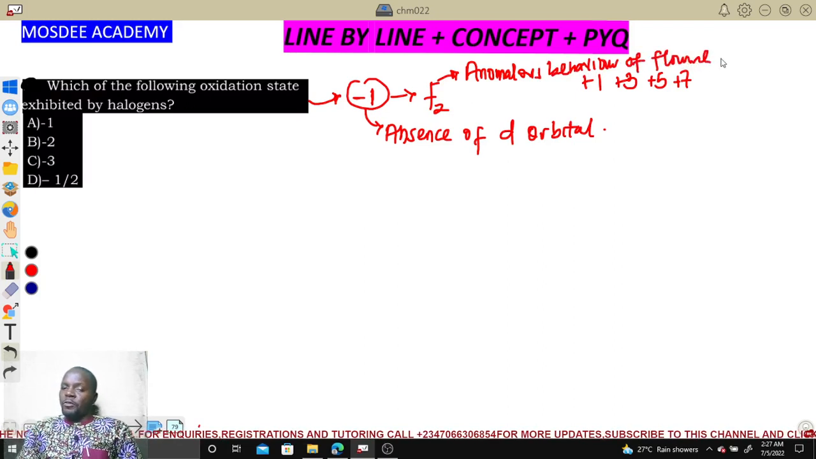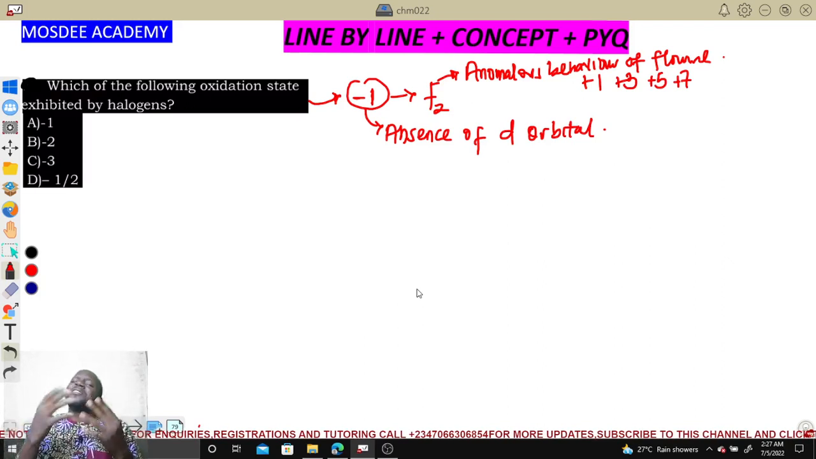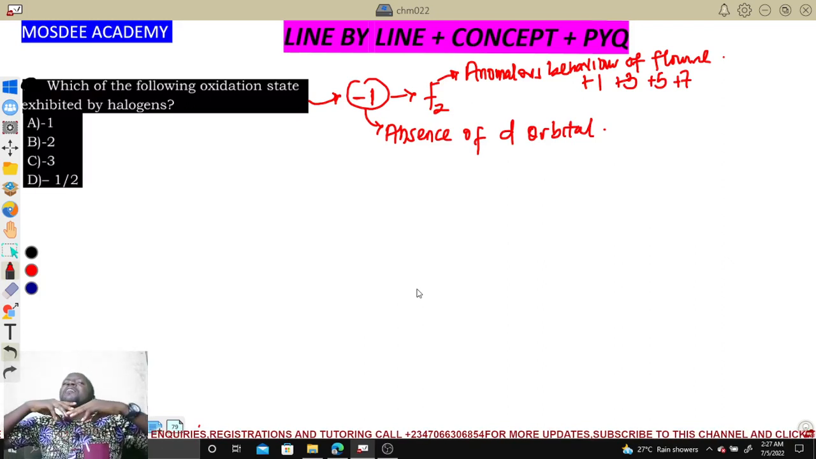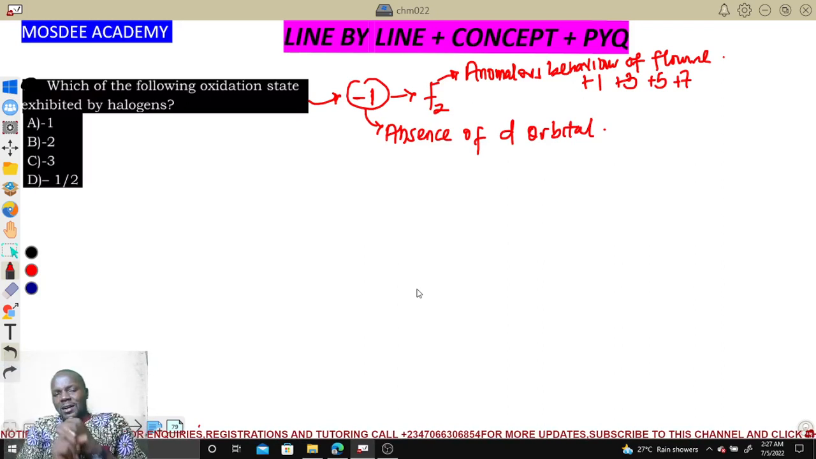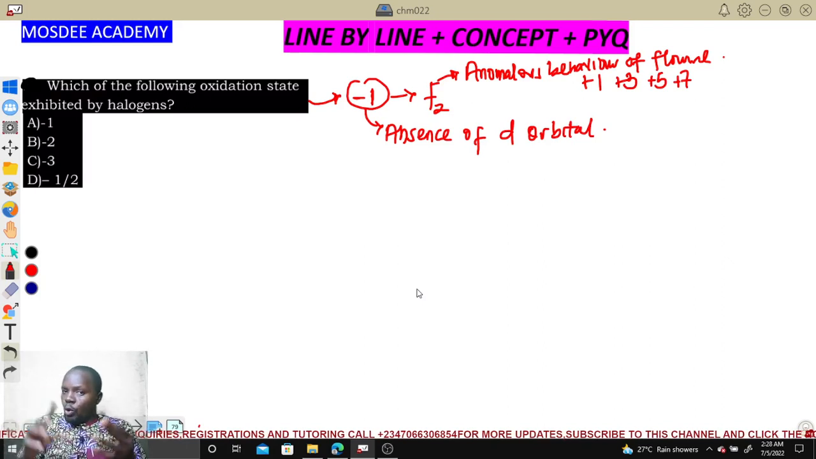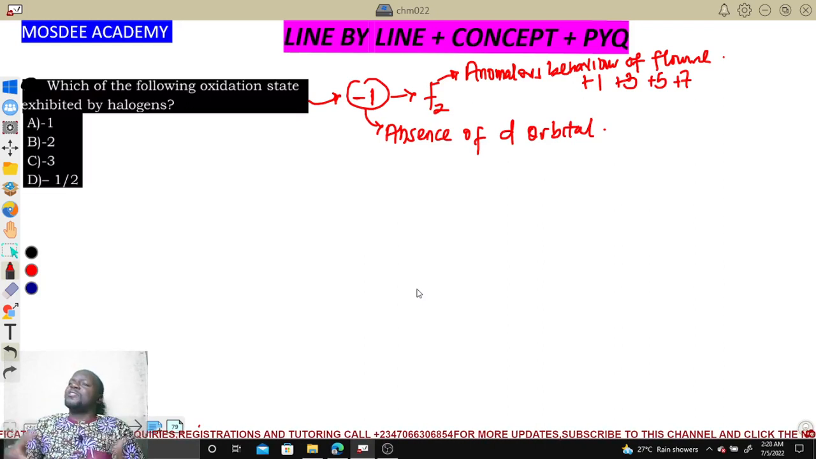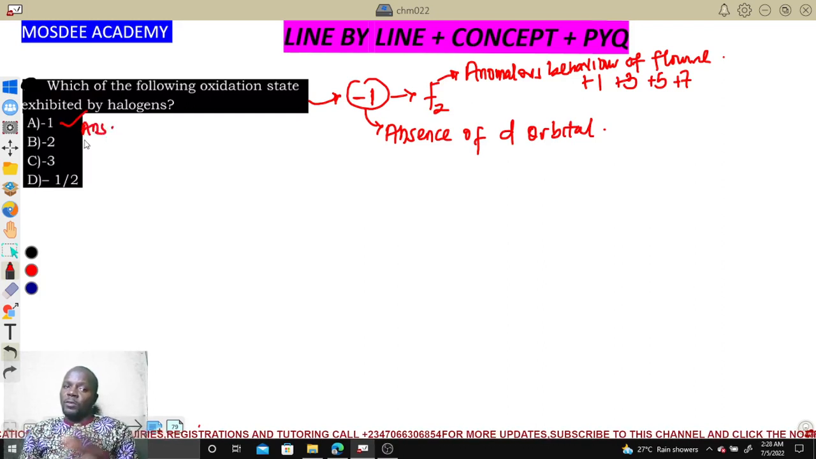The anomalous behavior of fluorine is because of its high electronegativity. You can attribute all the factors we have been talking about since morning as the reason why fluorine behaves anomalously: low electron gain enthalpy, high electronegativity, high ionization enthalpy, absence of d orbitals, and small size. All these are the reasons why fluorine behaves in an anomalous way. So this is the general oxidation number of the halogen group.